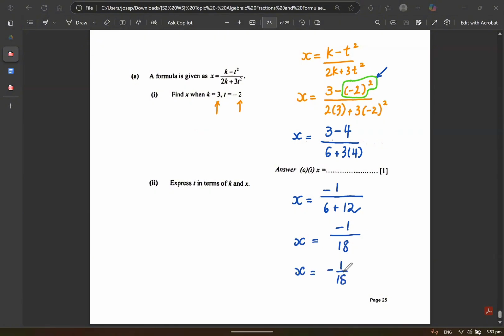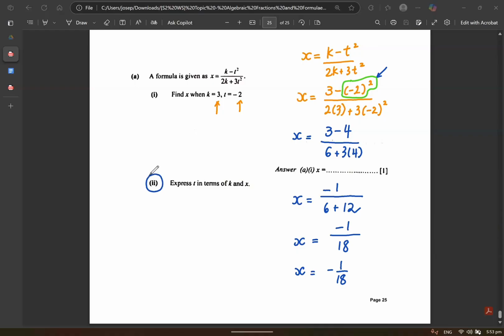Got it? x is equal to negative 1 over 18. Where do you put the negative? You put the negative right beside the fraction line. Can you understand? Got it? You sure? Okay, perfect.